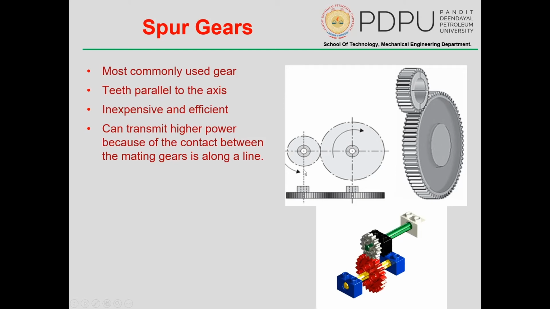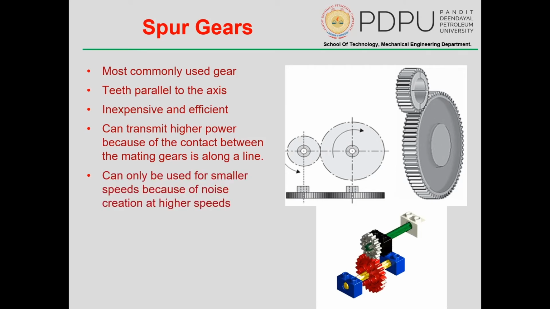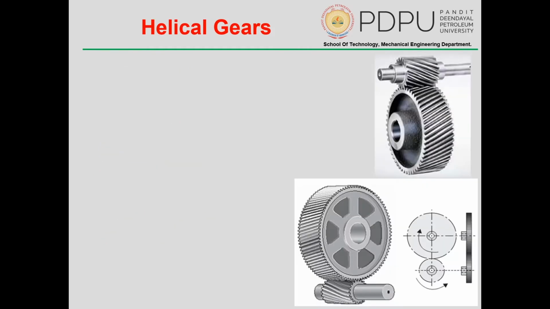One of the disadvantages is that it can only be used for smaller speeds because of the noise creation at higher speeds. That is one of the drawbacks of spur gears, and it is usually used in machine tools and automobile gearboxes. Okay, so next is helical gear.